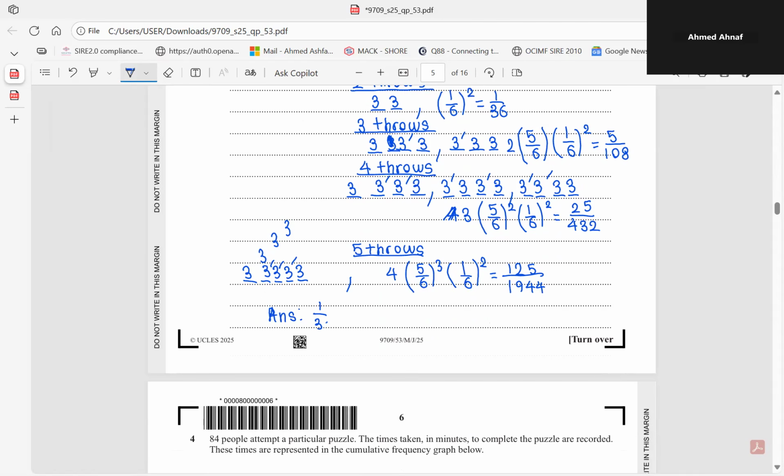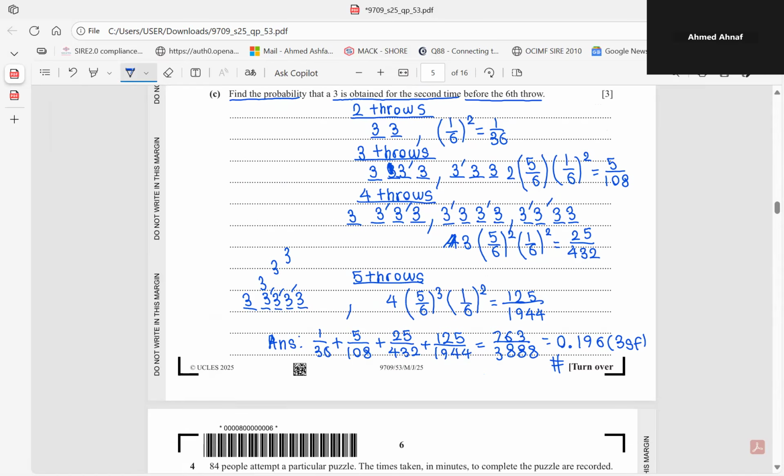So 1/36 plus 5/108 plus 25/432 plus 125/1944. Okay, this would give you 763/3888, or you can also leave it to 3 significant figures as 0.196. So this is our final answer.